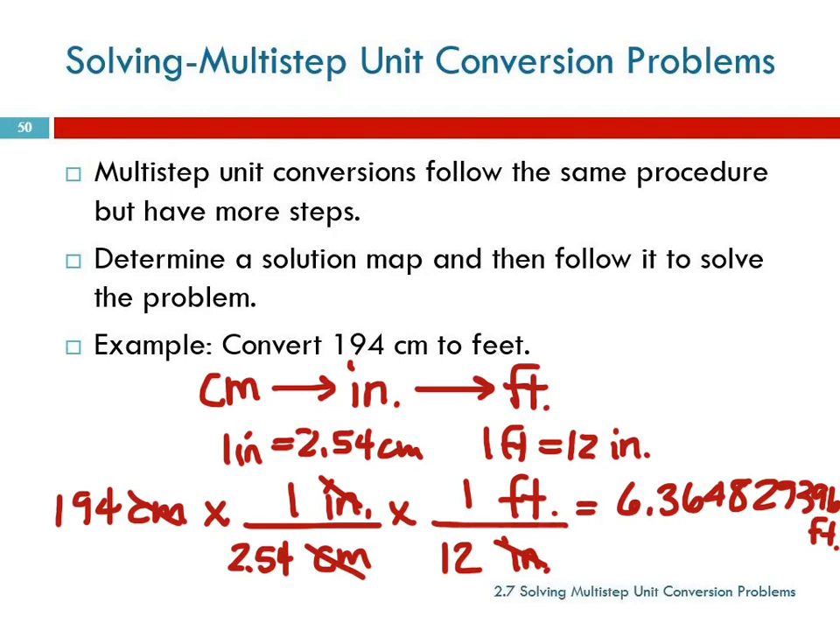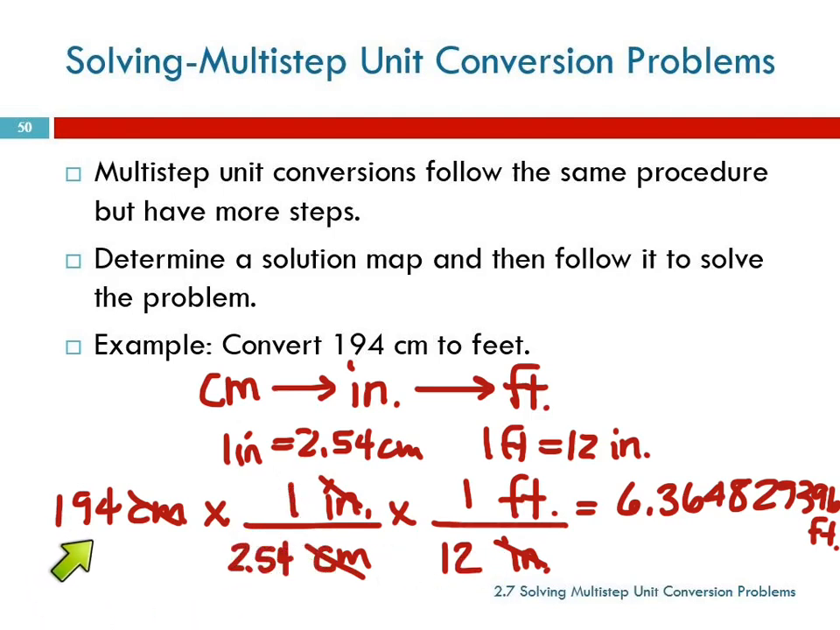What else do we have to do? Sig figs. So I told you earlier that this relationship is exact. How about this relationship between feet and inches? That's also exact. It's a length in the English system. 1 foot is exactly 12 inches. So these have infinite sig figs. These have infinite sig figs.